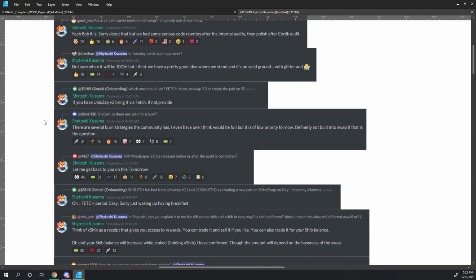Daima1130 asks, Shytoshi, is there any plan for a burn? Shytoshi responds, there are several burn strategies the community has. I even have one that I think would be fun, but it's pretty low priority for now. Definitely not built into the swap, if that's the question.